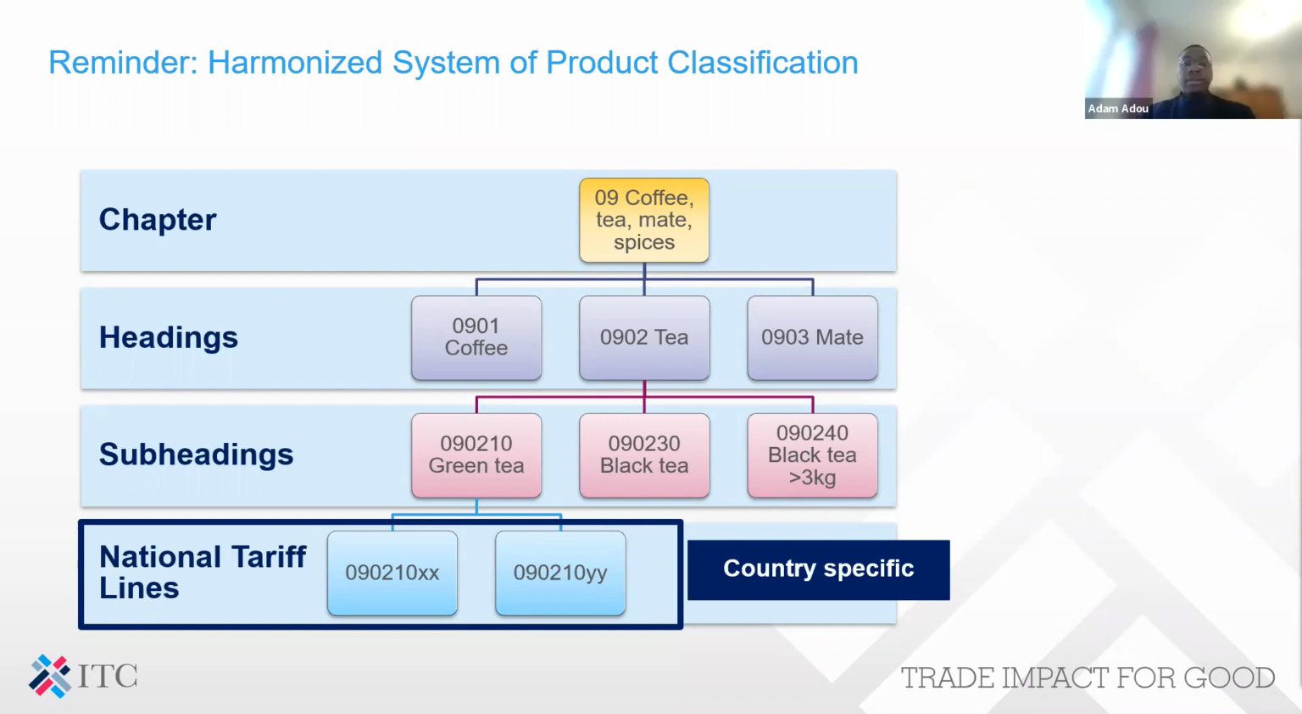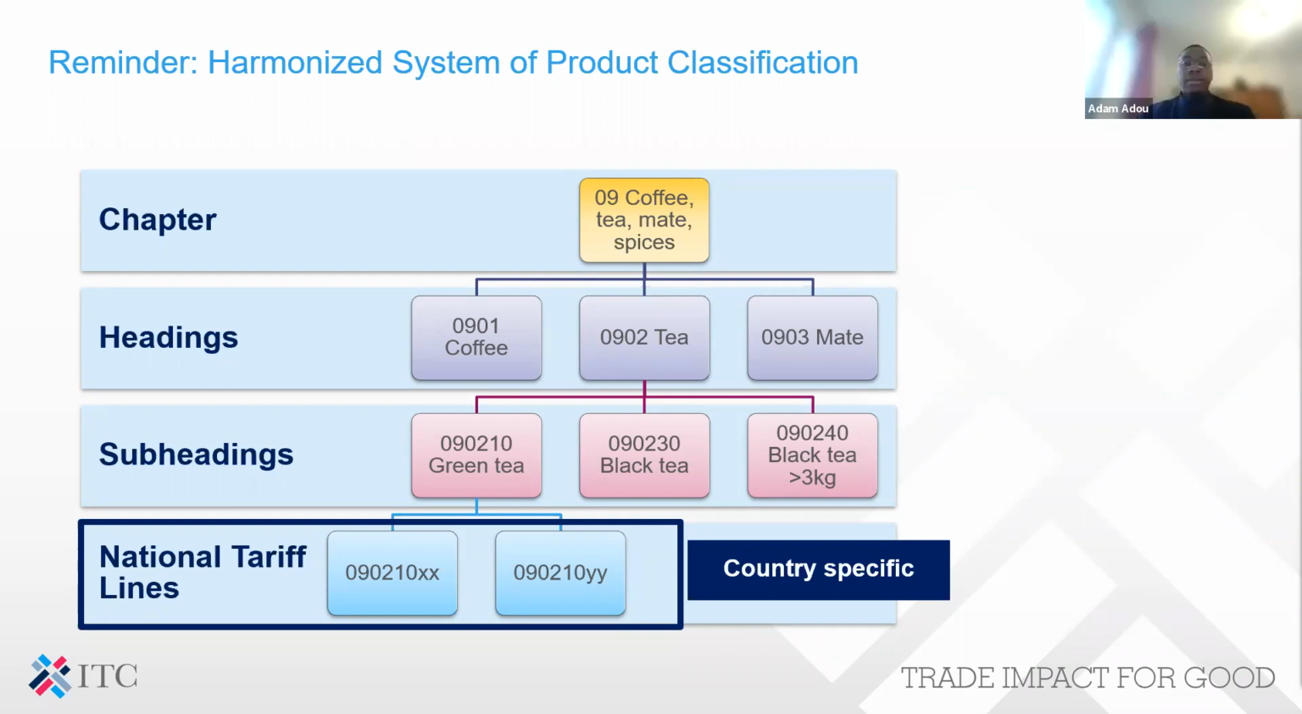So if we go to tea, for instance, in this example, which is 0902 in the heading, you will have different types of tea, which are, for instance, green tea, black tea, or a very specific black tea. And then something that we don't really use, but we know that it exists and that you can check if you want on different websites, is the national tariff lines. So with this, we're going even more specific regarding the product.